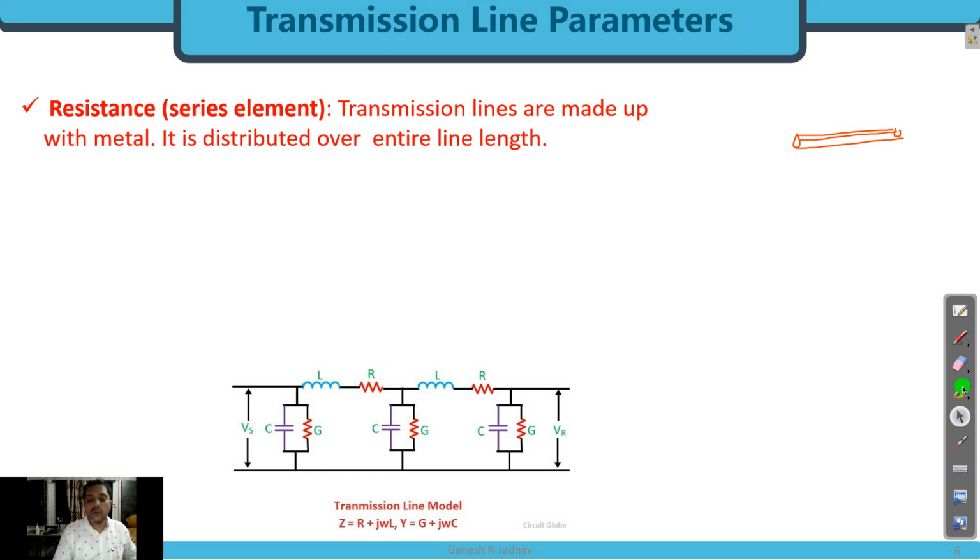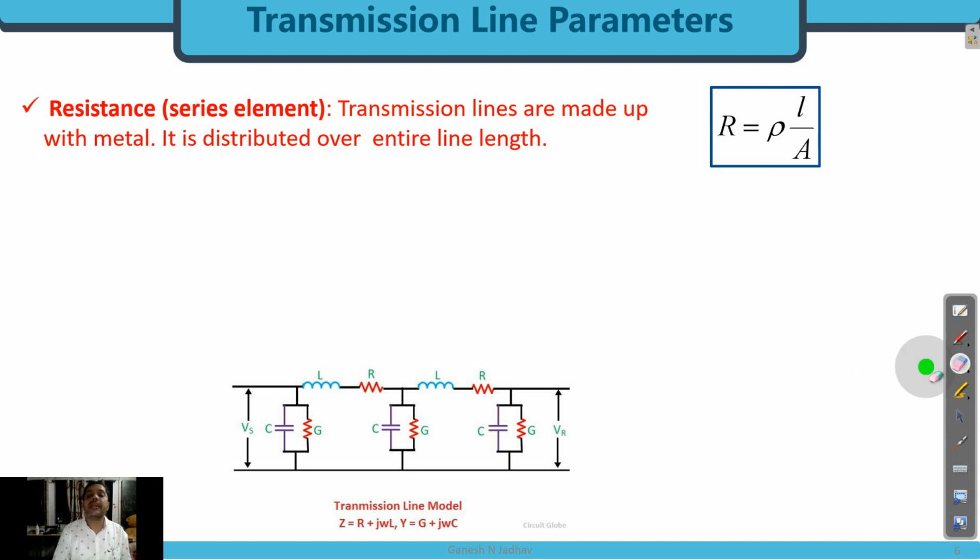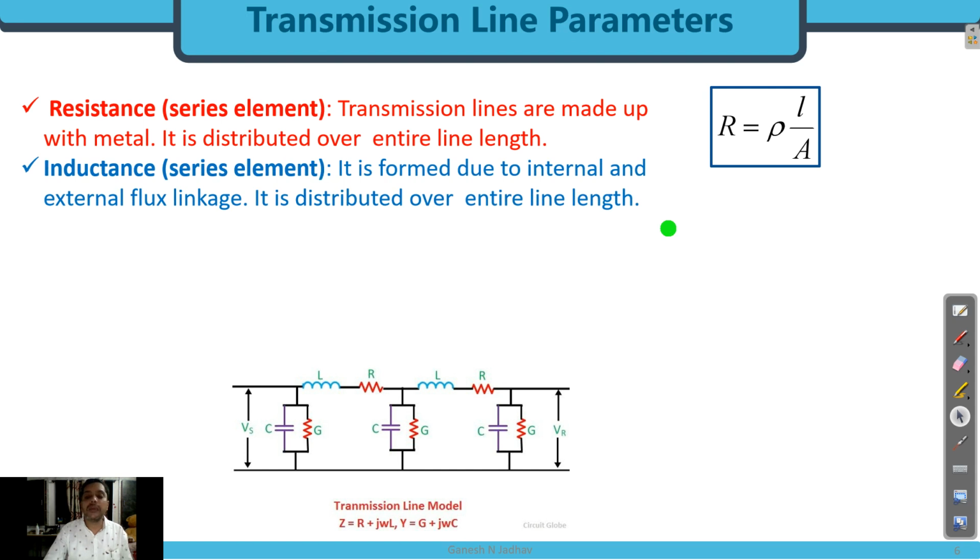Again, how to calculate this? We know the simple formula R is equal to rho L by A, where rho stands for the resistivity, L is the length of the transmission line, and A is the cross-section area of the conductor. By using this formula we can calculate the value of the resistance. And suppose we want to consider the effect of temperature, again the value of the resistance will change. What is the effect of temperature on the resistance of the conducting material? As the temperature increases, resistance also increases. We have already studied this in the first year.